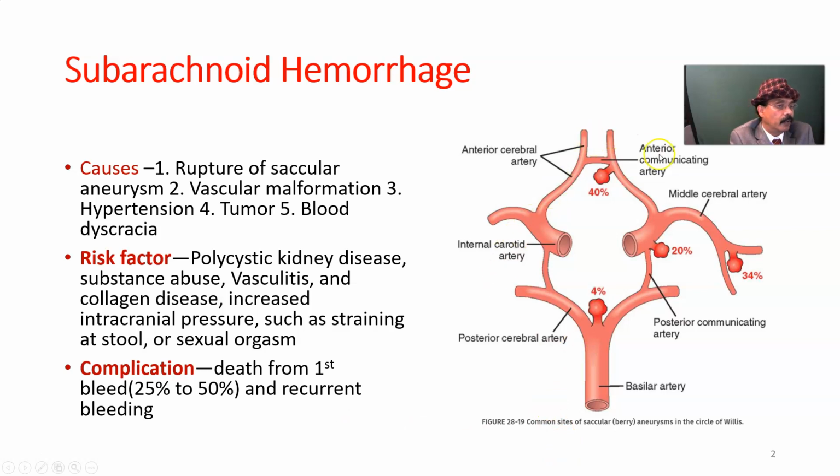So we are looking at the circle of Willis formed by the basilar artery, that is formed by the vertebral artery, internal carotid artery, 2 branches anterior cerebral artery and the middle cerebral artery, anterior communicating artery connecting the anterior cerebral artery, posterior communicating artery is here connecting the posterior cerebral artery and the internal carotid artery.